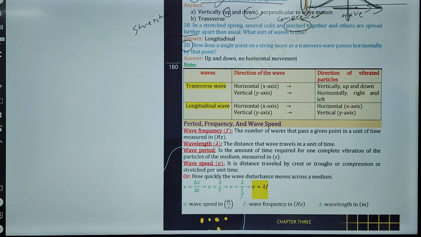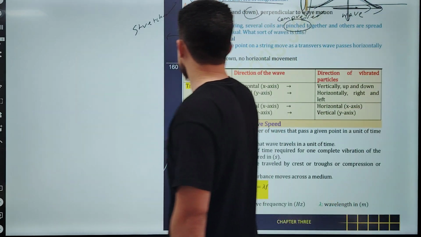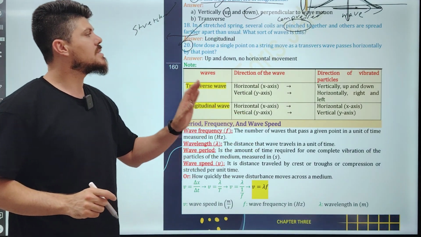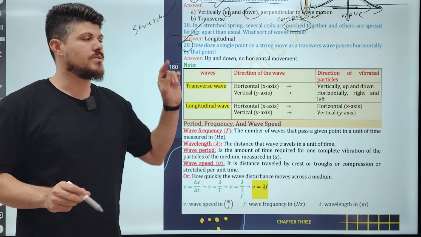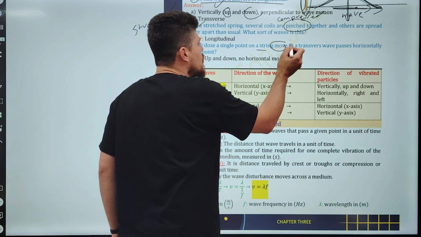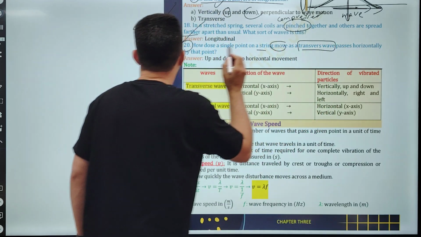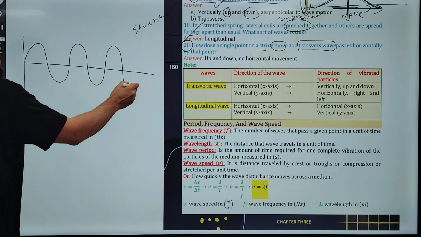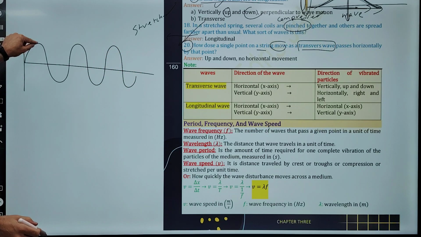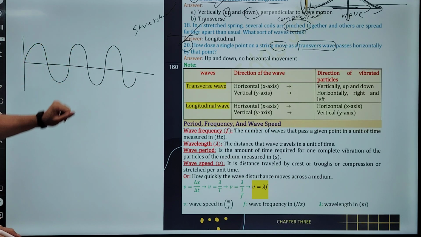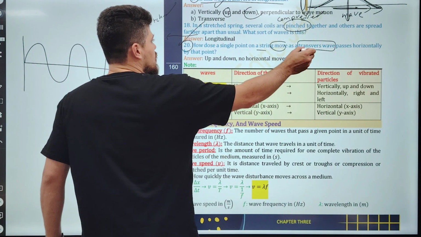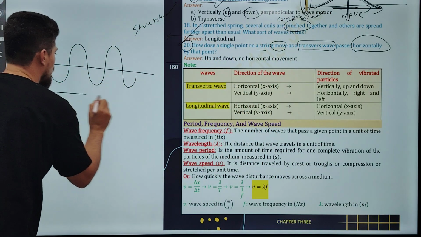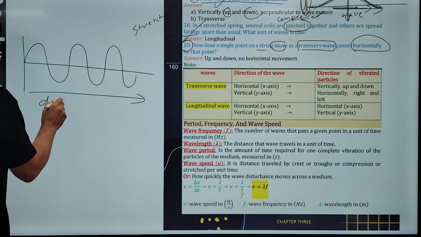Question 20. Look at this question, it's a very good question, listen carefully please. How does a single point on a string move as a transverse wave passes? If the string moves in a transverse wave, what do we mean by transverse wave? It has crest, trough, crest, trough. So the direction of the wave is horizontal. This is the direction of the wave.